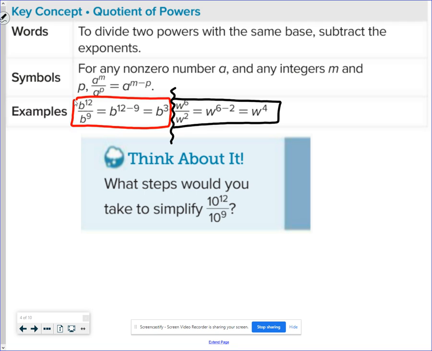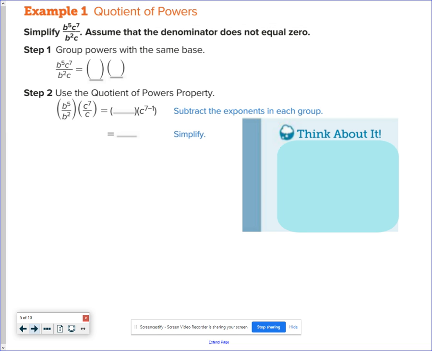Now, over on the side of your paper, there's a think about it little section that we've got here. It says, what steps would you take to simplify 10 to the 12th over 10 to the 9th without writing out all of those tens? You could have 12 tens in the numerator, 9 tens in the denominator, or you could have 12 minus 9 for your exponent, which is going to give me 10 to the 3rd power. And incidentally, that's 1,000. I hope that you're good with those kind of exponents.